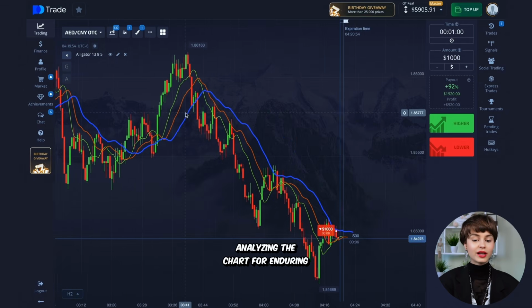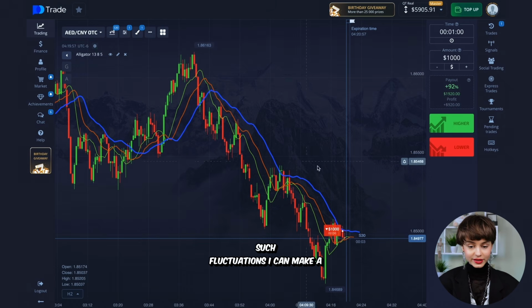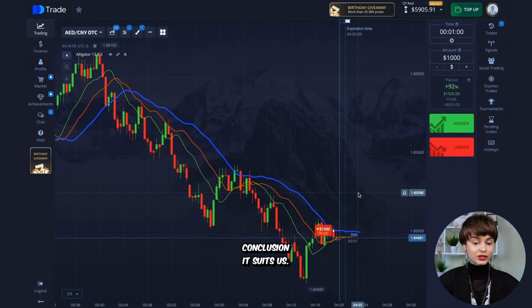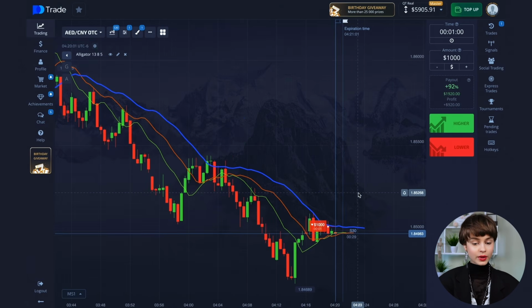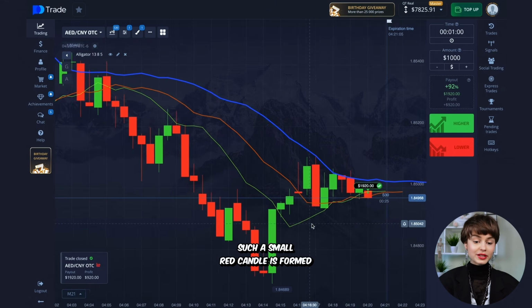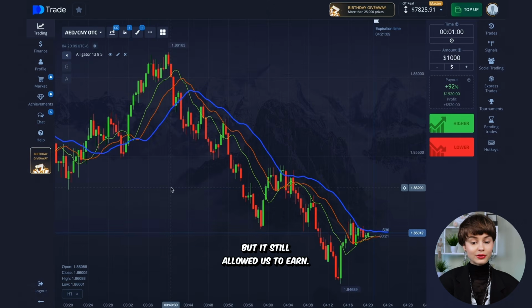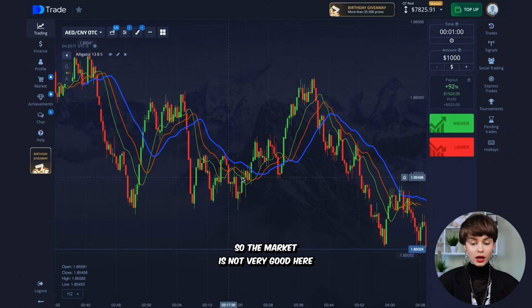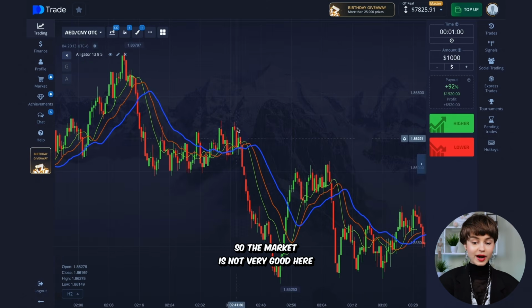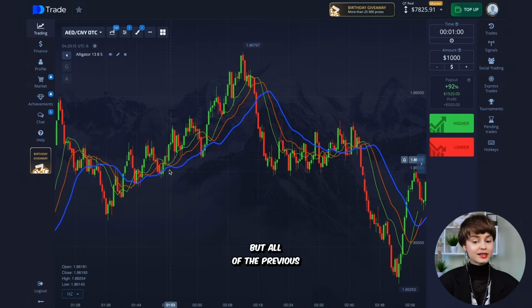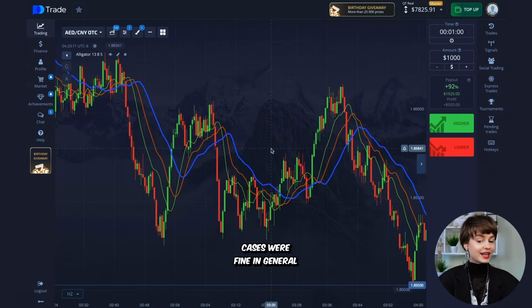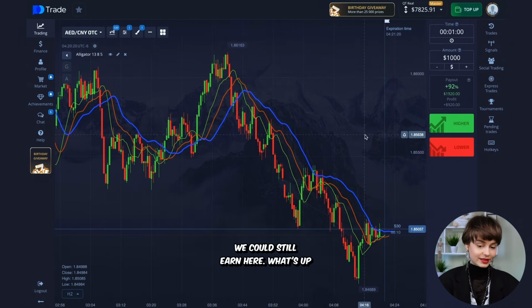Analyzing the chart for enduring such fluctuations, I can make a conclusion it suits us. It suits for trading even though such a small red candle is formed, but it still allowed us to earn. So, the market is not very good here, but all of the previous cases were fine in general. We could still earn here.